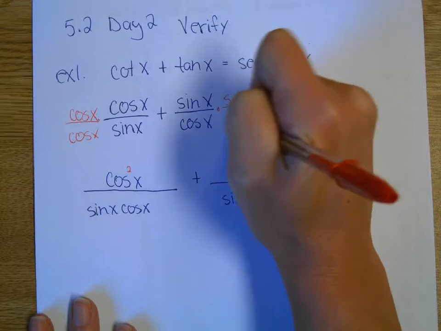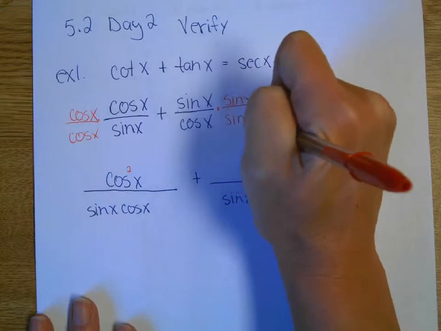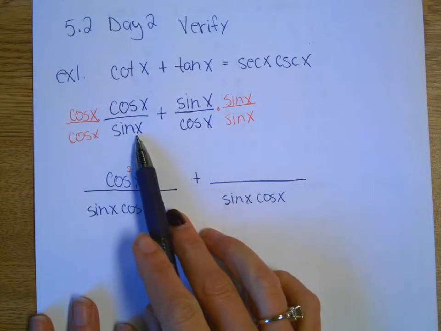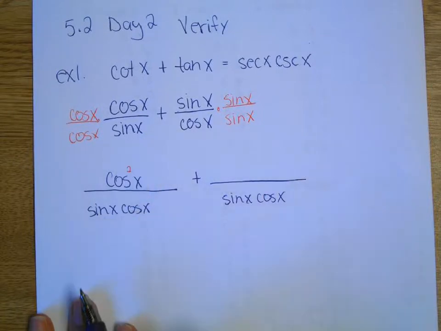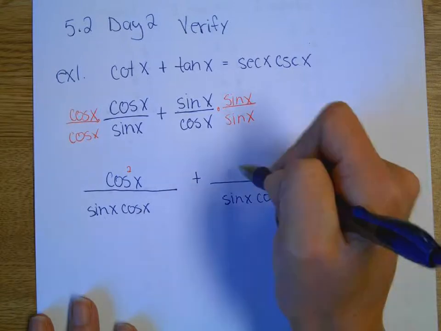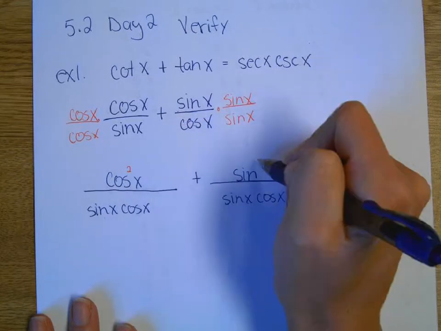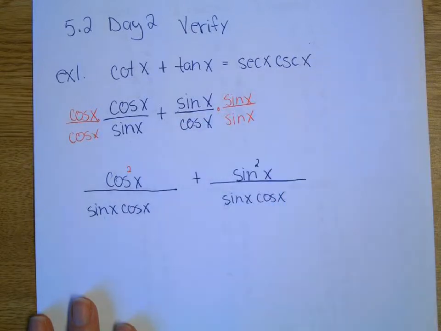Why are you hitting this with 1? Because I changed the denominator. I'm trying to get to my common denominator. So what did you do to that fraction to get a cosine? I multiplied the two together.